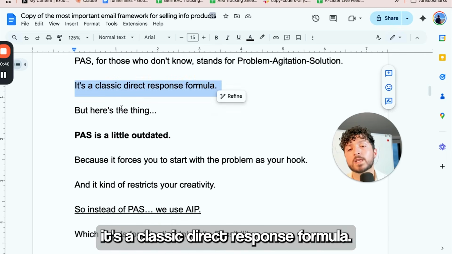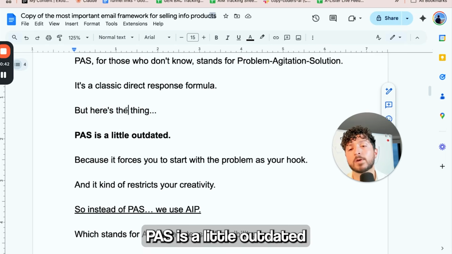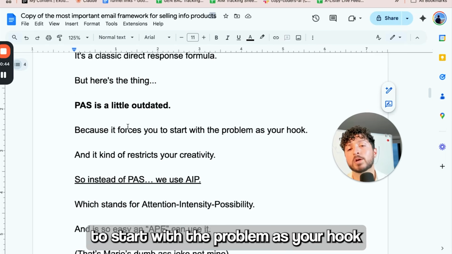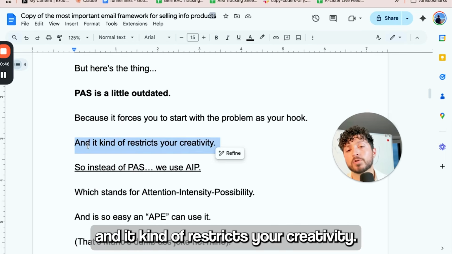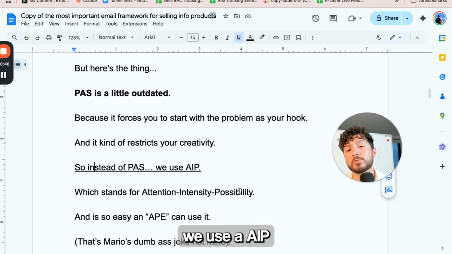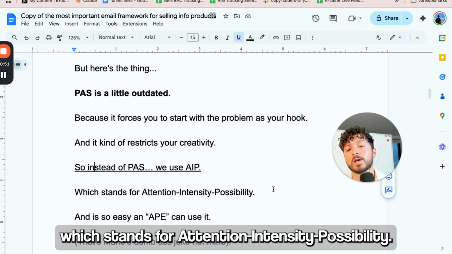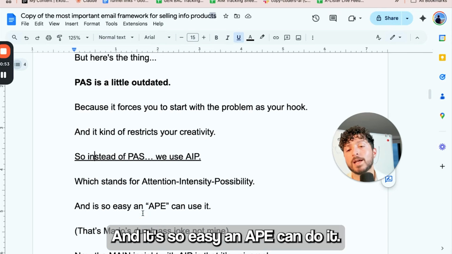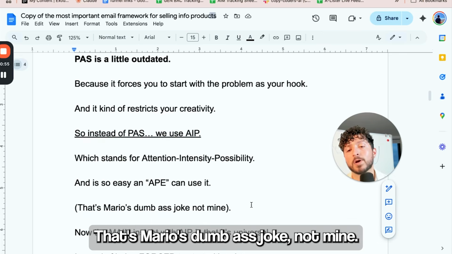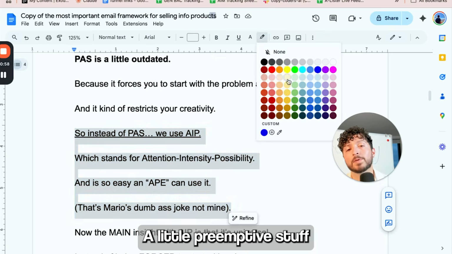It's a classic direct response formula, but here's the thing. PAS is a little outdated because it forces you to start with the problem as your hook, and it kind of restricts your creativity. So instead of PAS, we use AIP, which stands for attention, intensity, possibility, and it's so easy an ape can do it. That's Mario's joke, not mine. A little preemptive stuff on there as well.